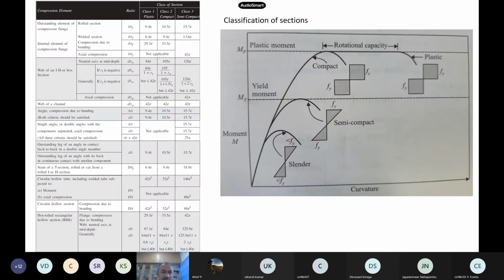So the idea is basically like this. This is the table given in our IS code. It gives the ratio of the width B to the thickness of the flange. It should be limited to these details to be classified as a plastic, compact or semi-compact section. So let us see how this classification comes into the picture.